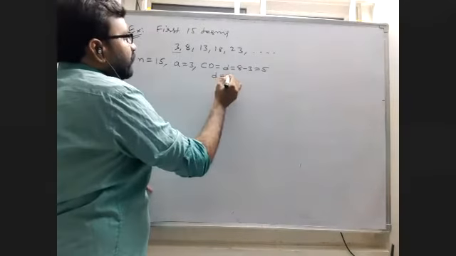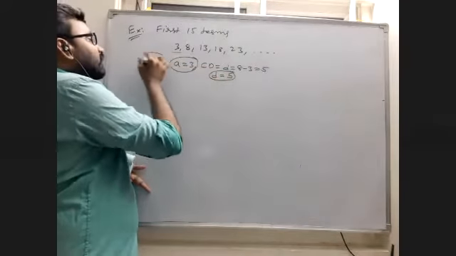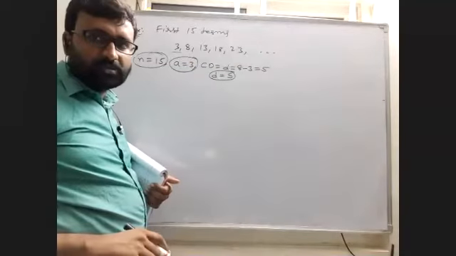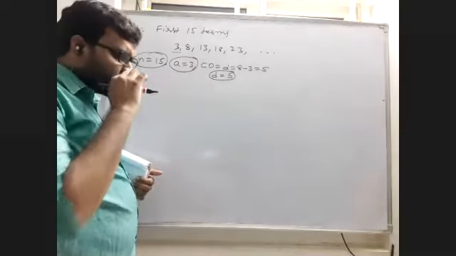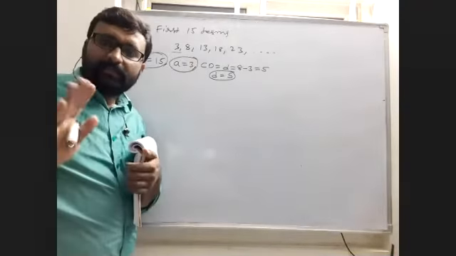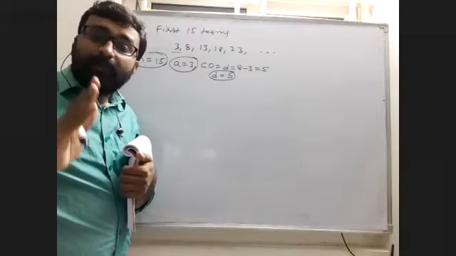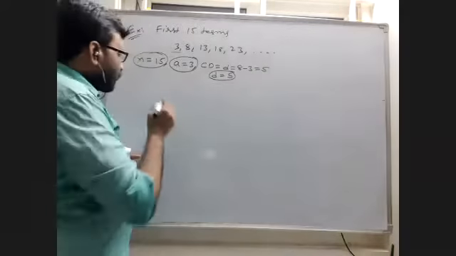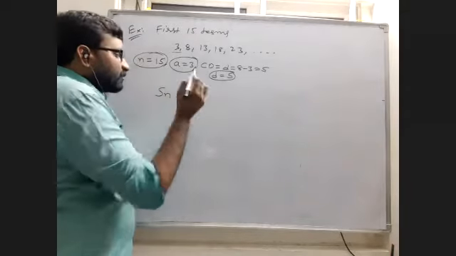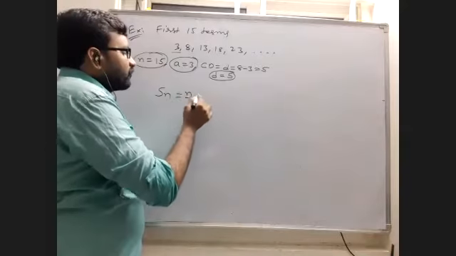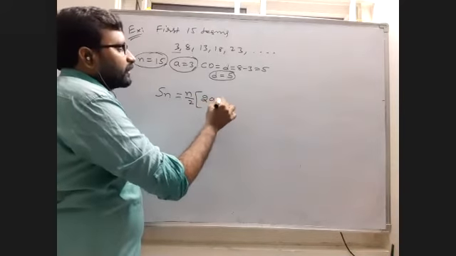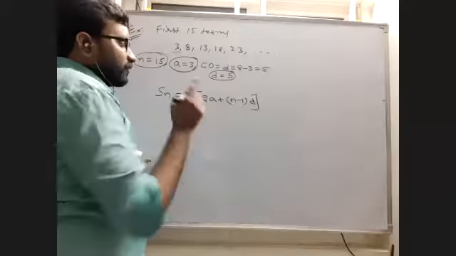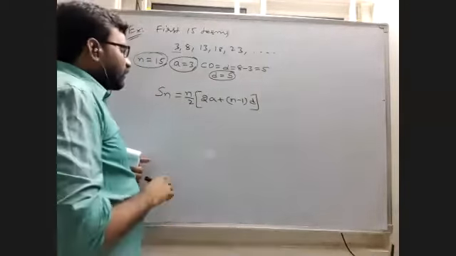So what is small d? 5. What is first term? 3. What is n, number of terms? 15. What is the last term? We don't know the last term. Okay. So he is asking what? He is asking sum of numbers or sum of terms in this AP. First 15 terms he is asking. So the formula is what? Sum of terms Sn is equal to n by 2 into 2a plus n minus 1 into d. N minus 1 into d. This is the formula I gave you already. Just now I proved it to you. I gave you the proof.